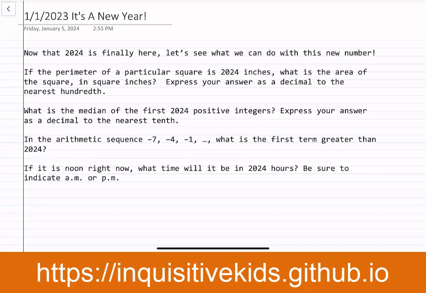This is the problem of the week for January 1st, which is the first week of 2024. Over here, I forgot to write 2024. If the perimeter of a particular square is 2024 inches, what is the area of the square in square inches? Express your answer as a decimal to the nearest hundredth.